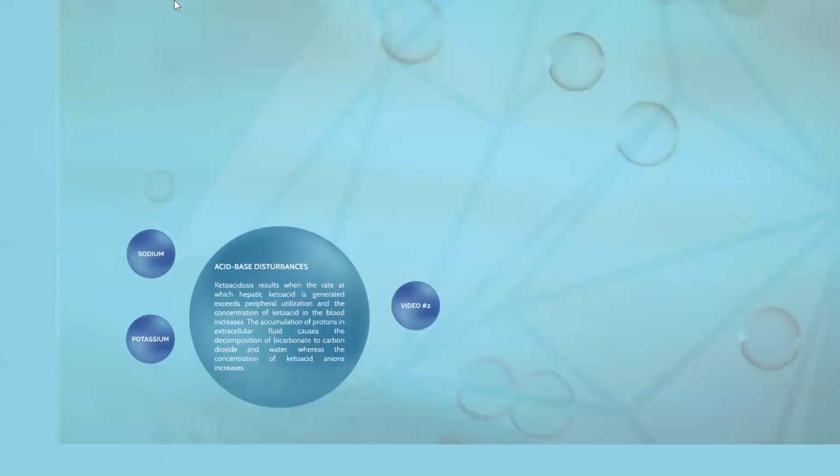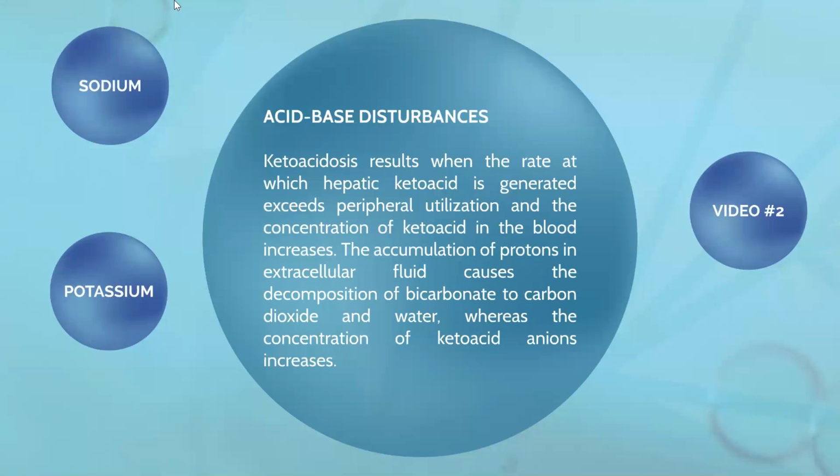Application in medicine. Acid-base disturbances. Ketoacidosis results when the rate at which hepatic ketoacid is generated exceeds peripheral utilization and the concentration of ketoacid in the blood increases. The accumulation of protons in the extracellular fluids causes the decomposition of bicarbonate to carbon dioxide, whereas the concentration of ketoacid anions increases.